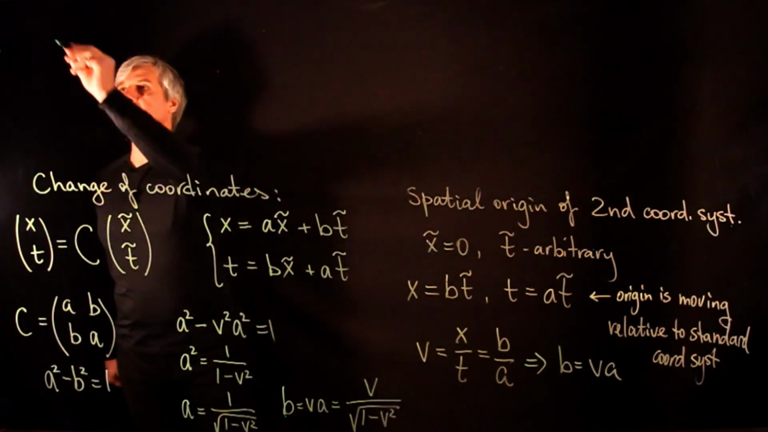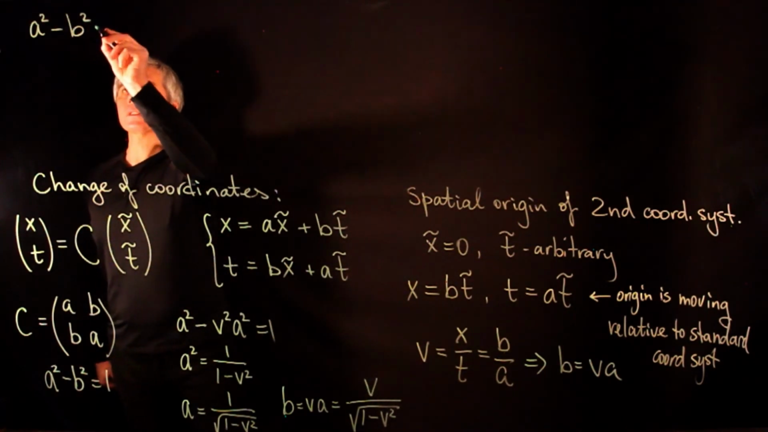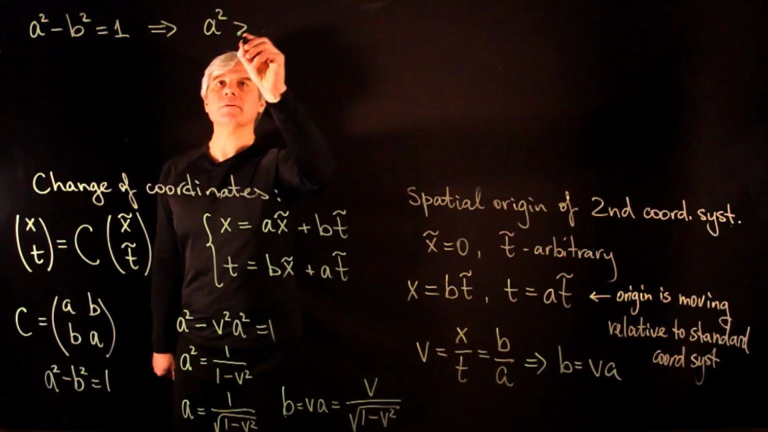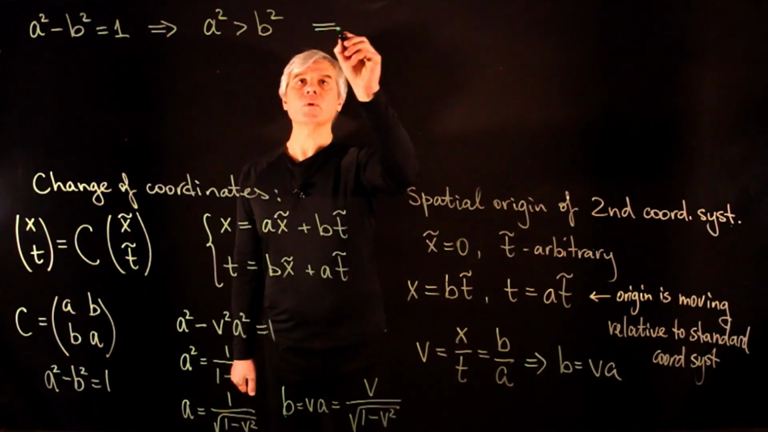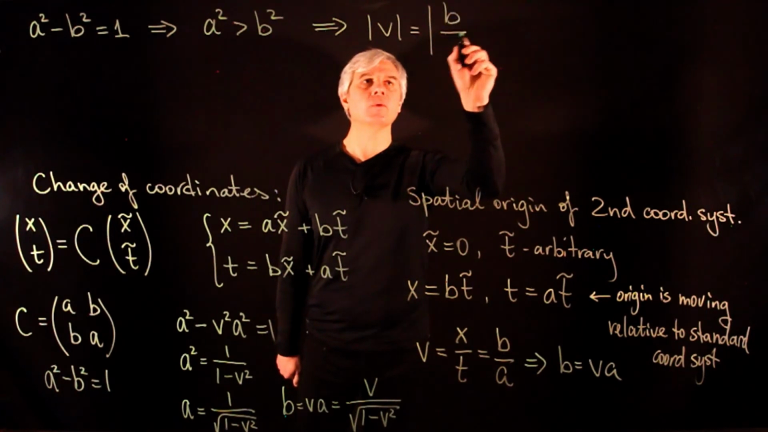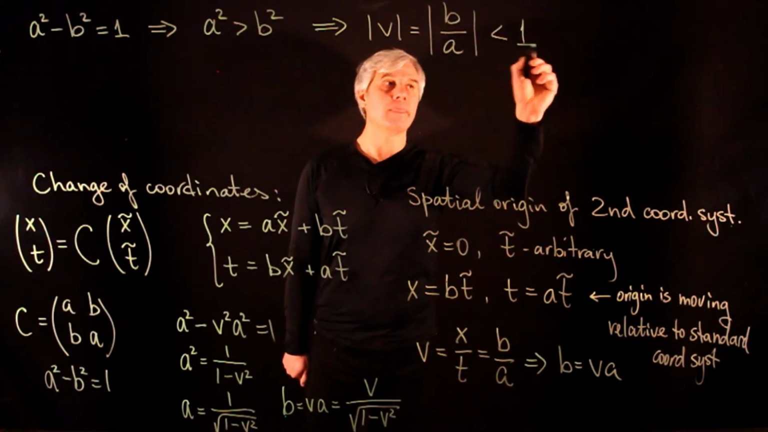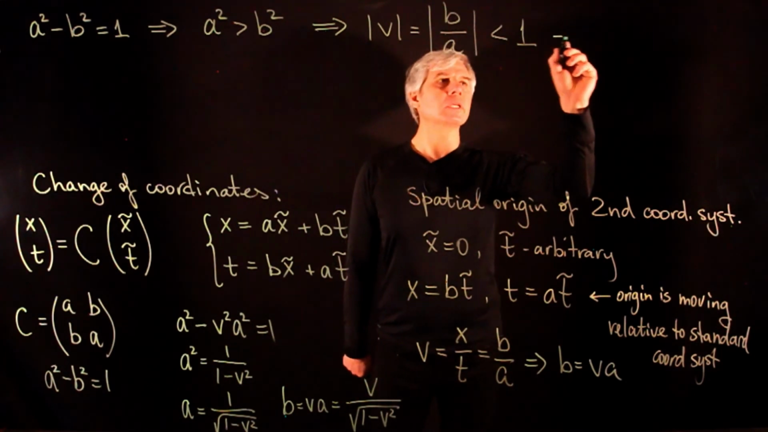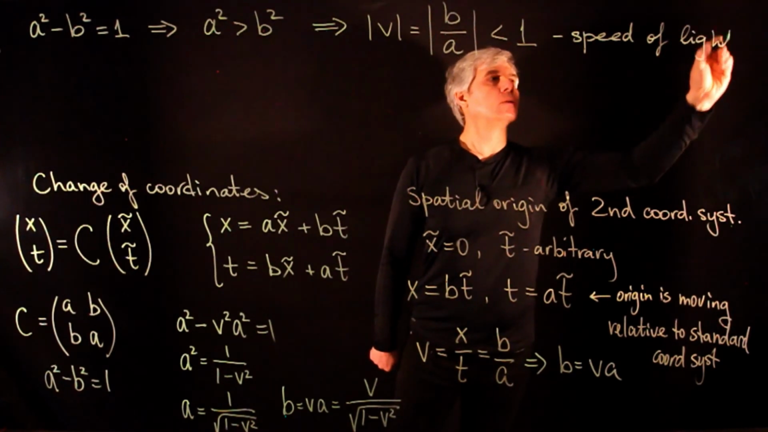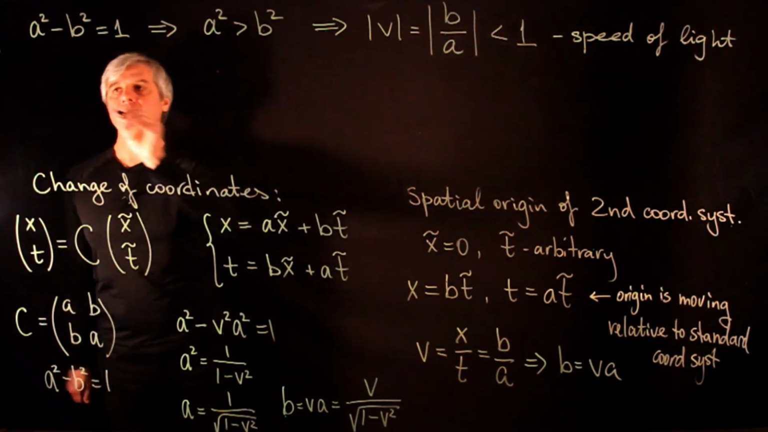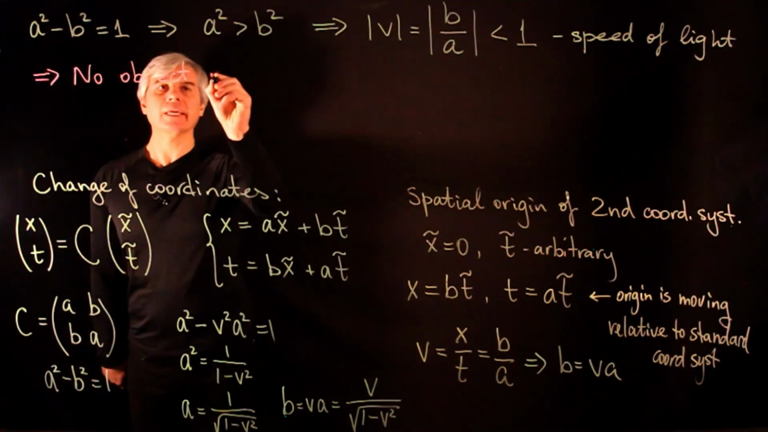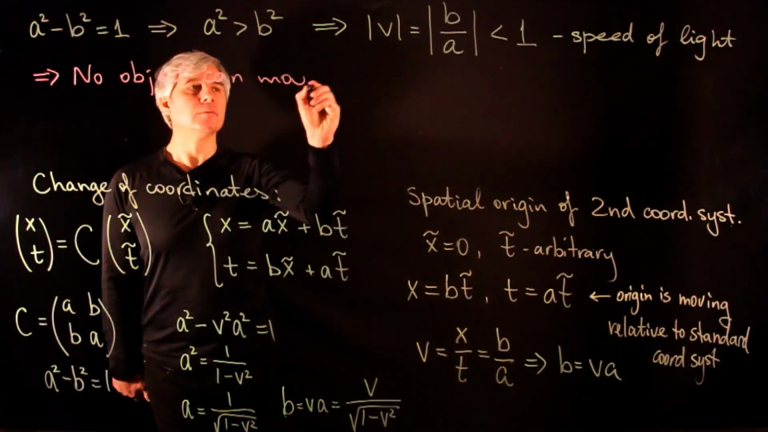From the relation that a squared minus b squared is equal to 1, we easily conclude that a squared must be greater than b squared. And then it follows that the absolute value of v, which is the absolute value of b over a, must be less than 1. And this 1 should be interpreted as the speed of light. The physics interpretation of this is that no object can move faster than light.